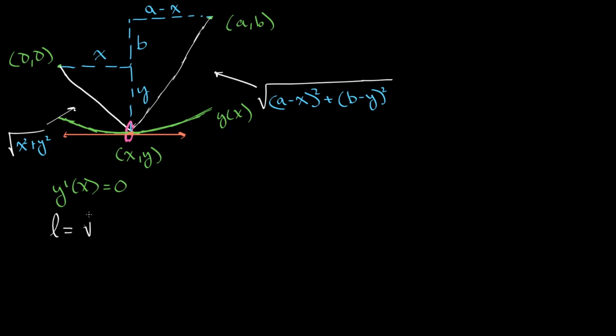So this is going to be the square root of x squared plus y squared, and then we have plus the square root of a minus x squared plus b minus y squared. And now what I hope to do, now that we found these two things, in the next video, all we're going to do is differentiate this length equation here and substitute in this condition for our derivative being 0.